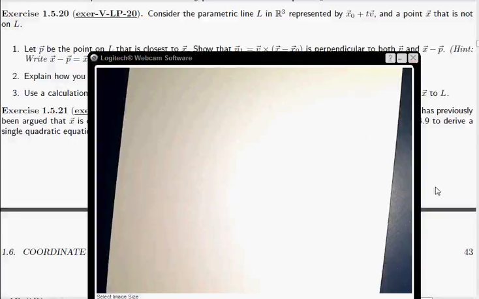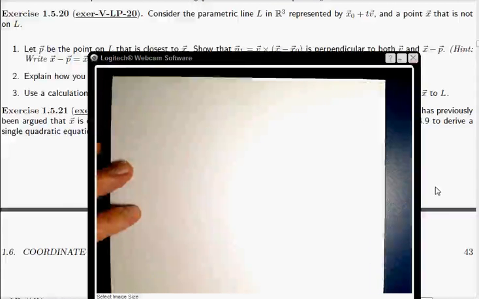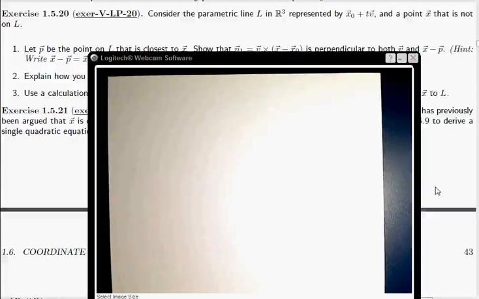Okay, so LP20. Let's see here. So we've got a line L, and we've got an X naught, and we've got a V, and then we've got some point X that's not on L. So let's draw our picture.